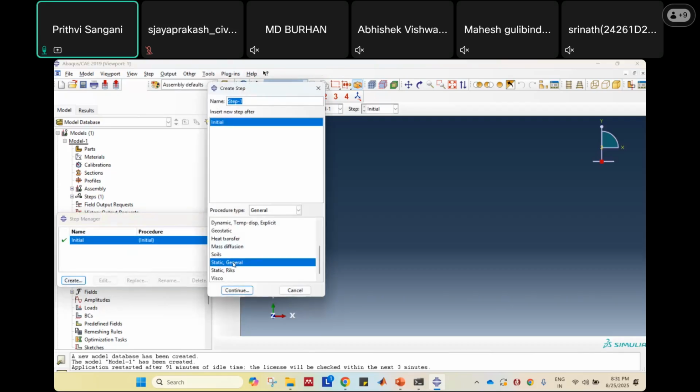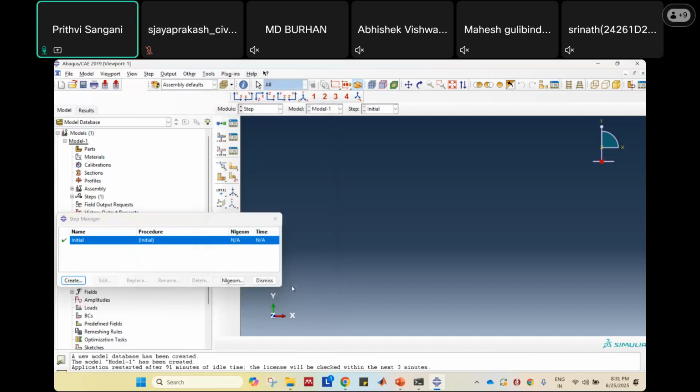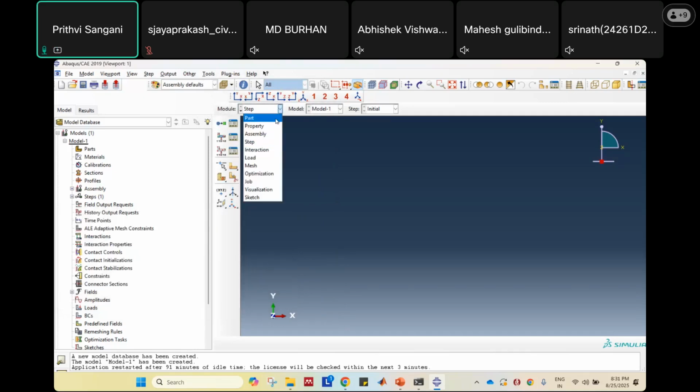see, this is static general, which is nothing but the static, and you have dynamic explicit and dynamic implicit. So this is where you give a dynamic explicit or a dynamic implicit kind of analysis, that is what I was mentioning, dynamic and static. So then you have interactions. Again, this I'll tell you when we are doing the hands-on problem. In load, we have the boundary condition. So see, this is boundary conditions. This is where you define your boundary conditions, create boundary conditions.